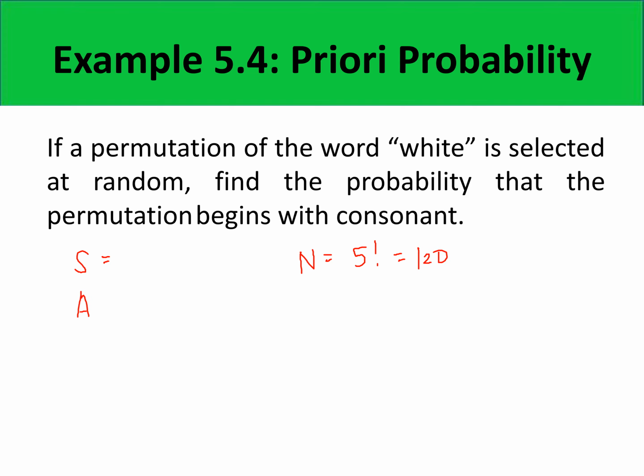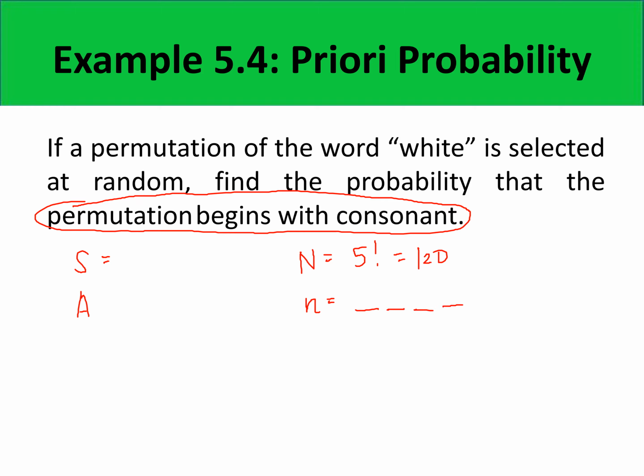Now the event A represents all the elements that consist of permutations beginning with a consonant. In this case, small n will have a product of 5 numbers. So we shall use the generalized multiplication rule. Now in the first position, the requirement is that the letter must be a consonant. So the only choices would be W, H, and T. So we only have 3 choices for the first position.